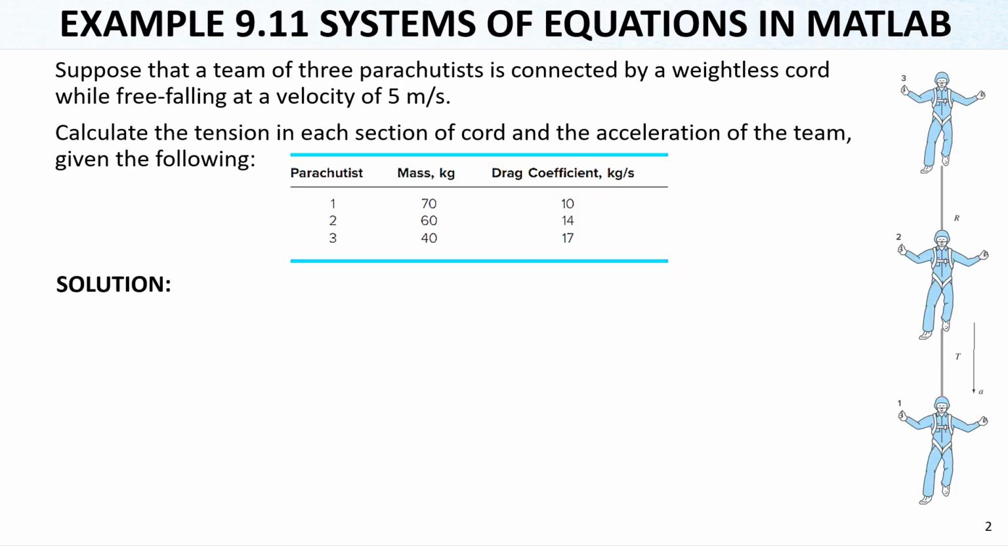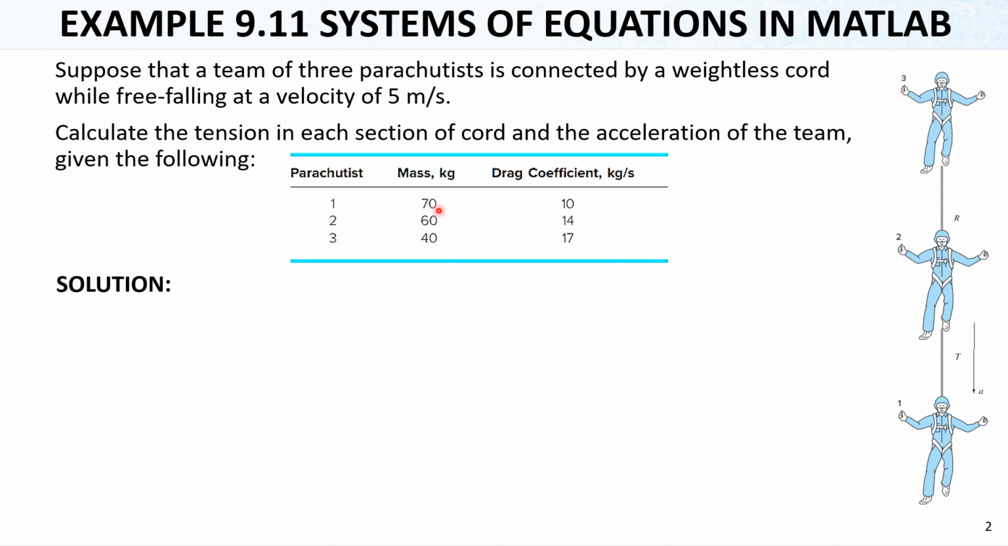In this slide, we have an example of systems of equations in MATLAB. This is a parachutist example. We have three parachutists connected to each other with ropes, as you can see here. The rope between the third and second parachutist has a tension of R, and the rope between the second and first parachutist has a tension of T. They will all fall down with an acceleration of a.